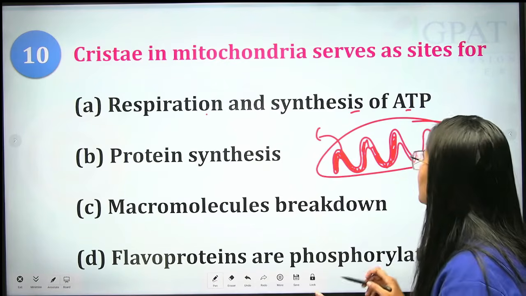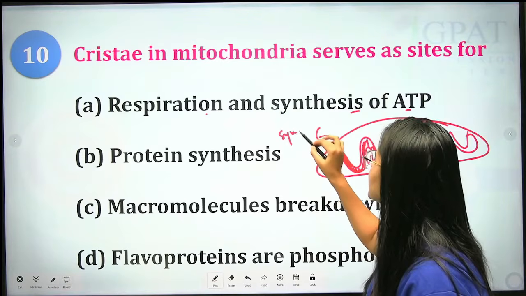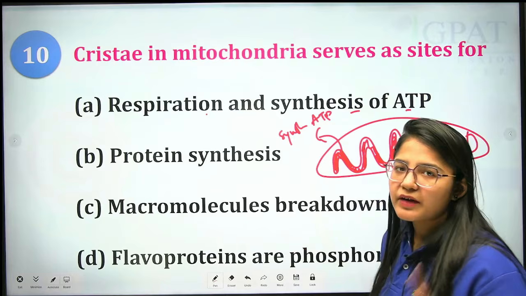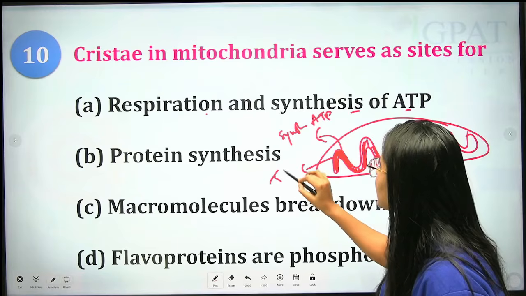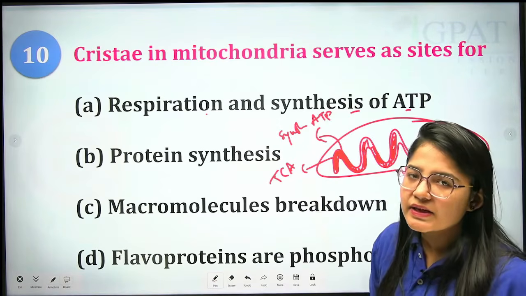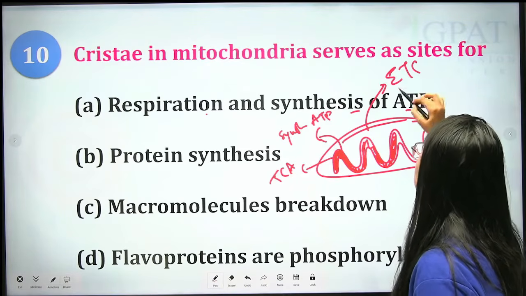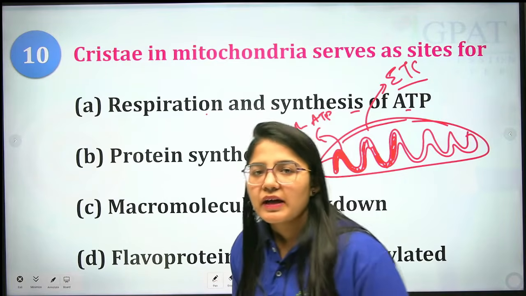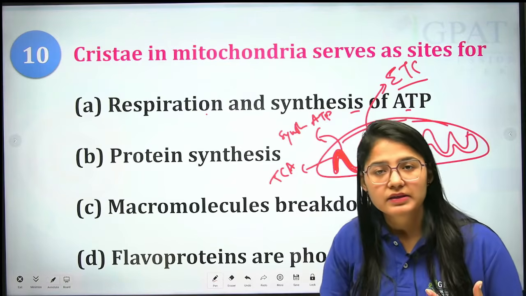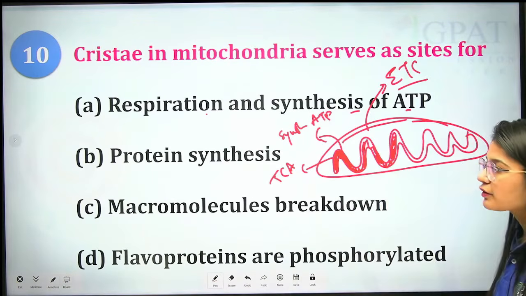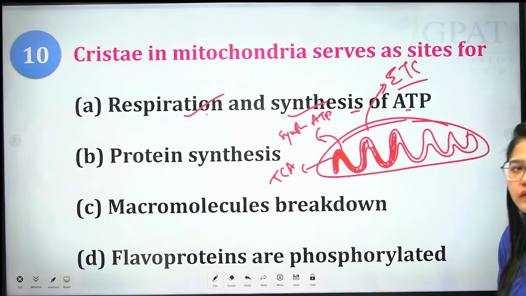How? As you all know, in the matrix, or you can say in mitochondria, there is always the synthesis of ATP, as we have two cycles present in the mitochondria. In the matrix portion, the TCA cycle or citric acid cycle, or you can say Krebs cycle, takes place, and in the inner lining of mitochondria, the electron transport chain takes place. So that's why our mitochondria is known as the powerhouse of the cell, because the production and synthesis of ATP takes place in your mitochondria. Clear? So the correct answer will be respiration and synthesis of ATP.